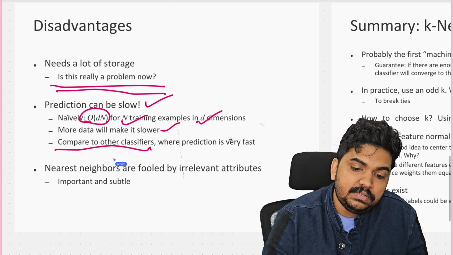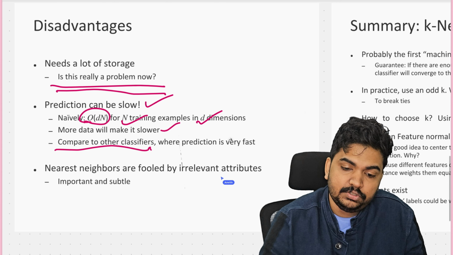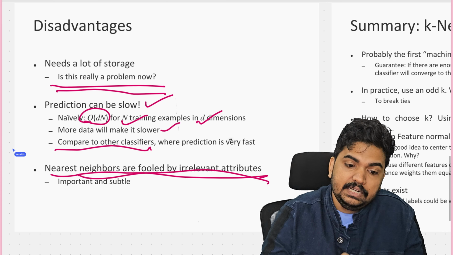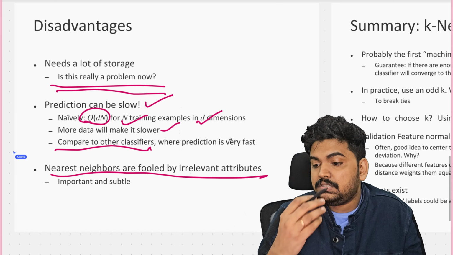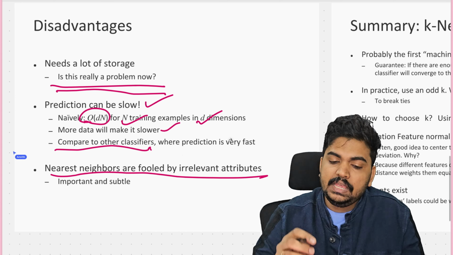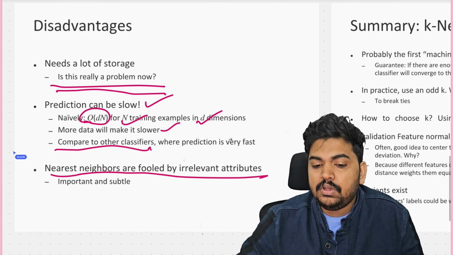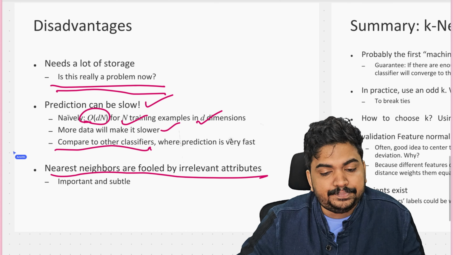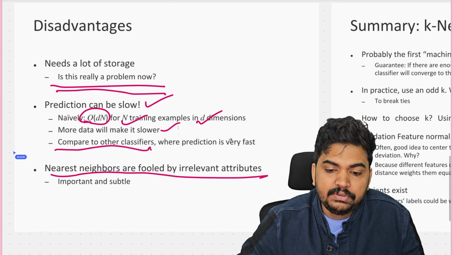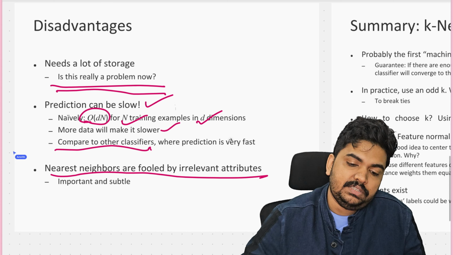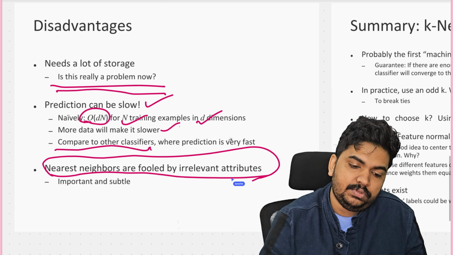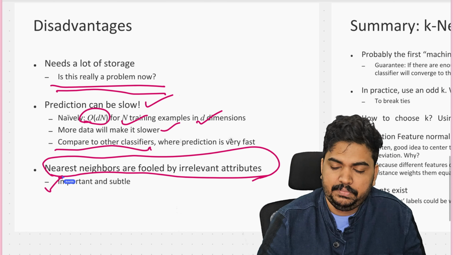Now, nearest neighbors are fooled by irrelevant attributes. I think we discussed this in one of the previous slides, where we said that deciding on the features is of utmost importance, because the distance metric or the similarity metric is determined based on the features that it is defined on. So if we have irrelevant features, then it is very easy to have a misprediction or to fool the algorithm. So this is a very important thing that we have to keep in mind.